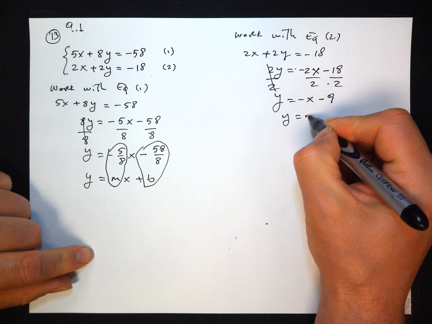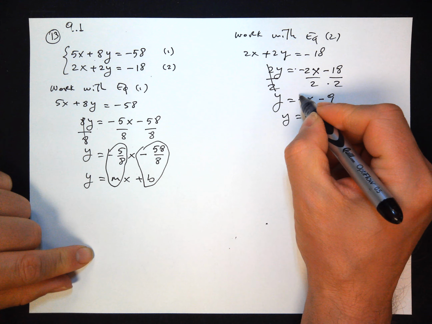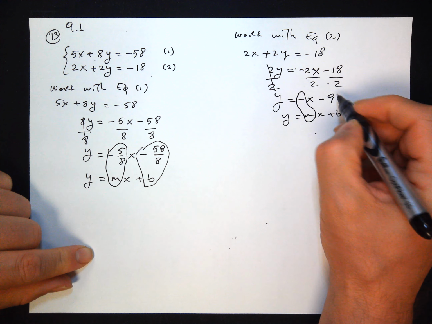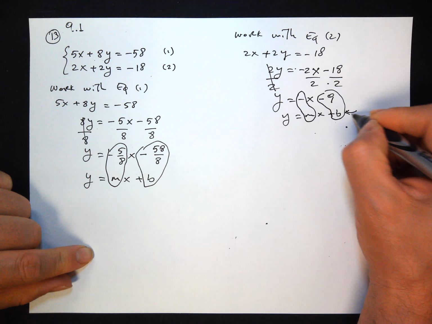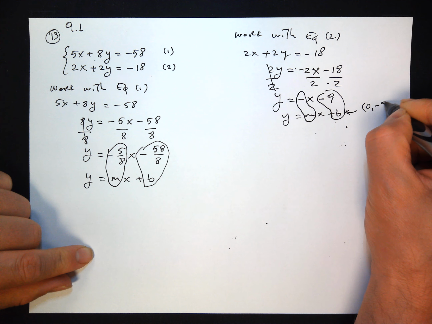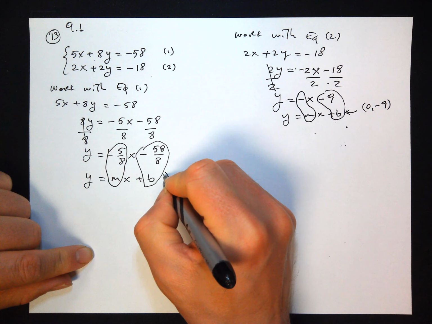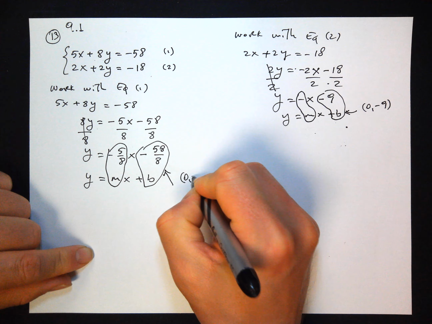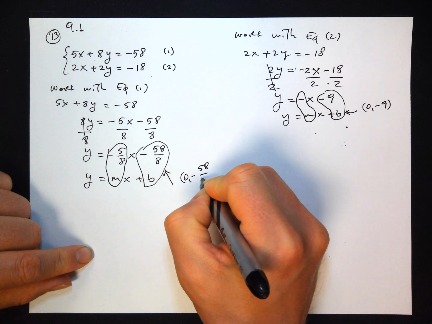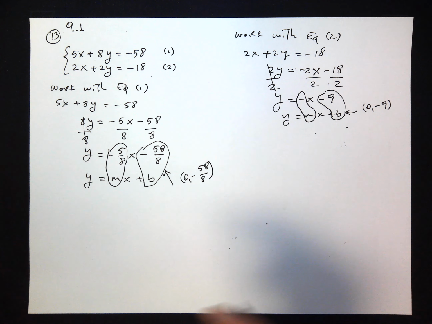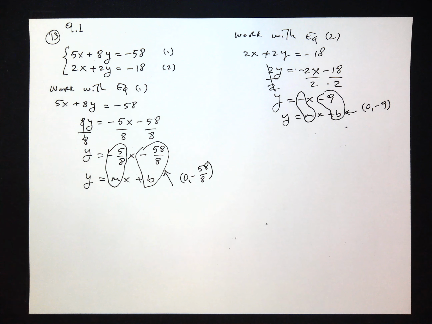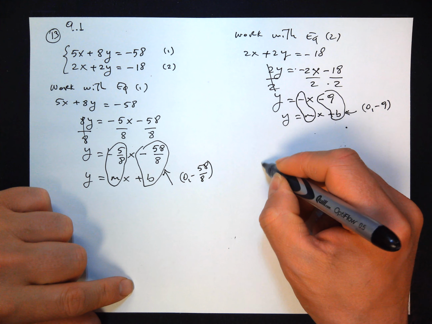Okay, so again, notice the mx plus b. So the slope is negative 1, and the y-intercept is going to be 0 and negative 9. So for this one, it is going to be 0 and negative 58 over 8. Okay. So again, let's give it a try, but I guarantee you we're not going to get the correct answer. And I'll tell you in a second.